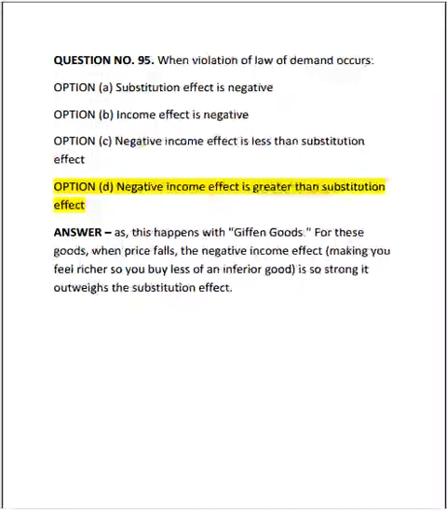Question no. 95. When does violation of the law of demand occur? Option A. Substitution effect is negative. Option B. Income effect is negative. Option C. Negative income effect is less than substitution effect. Option D. Negative income effect is greater than substitution effect. Answer: D. This happens with Giffen goods. For these goods, when price falls, the negative income effect, making you feel richer so you buy less of an inferior good, is so strong it outweighs the substitution effect.